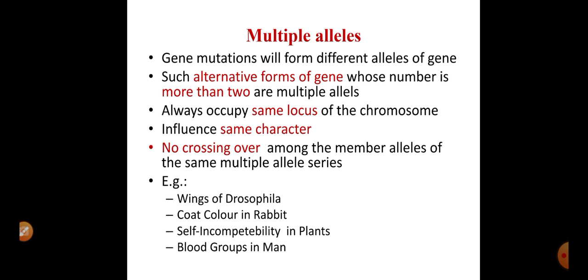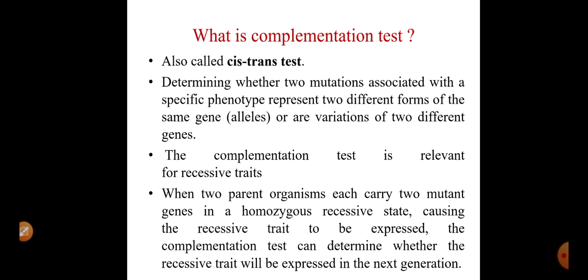Here are a few examples, like wings of Drosophila, coat color in rabbit, self-incompatibility in plants, and blood group in man. Then the last part of this topic is the complementation test. This is also called a cis-trans test, and it is useful to determine whether two mutations associated with a specific phenotype represent two different forms of the same gene, that is, alleles, or variations of two different genes.